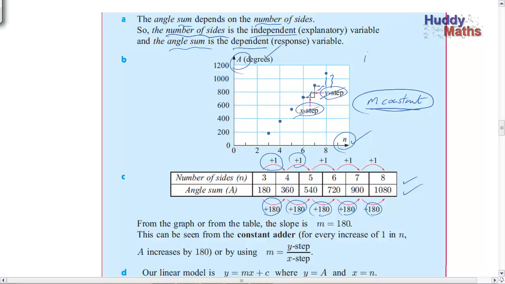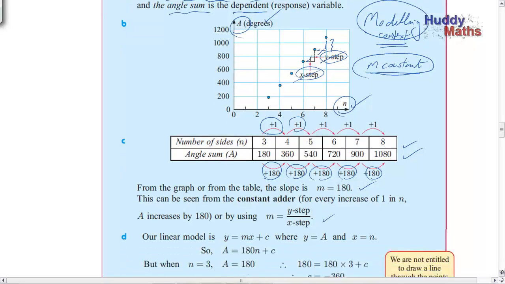So in modelling, it's important to refer to the aspects all in terms of the context, not in x and y land. That's what might come off of your calculator, and that might be the theory, but in modelling it must be in the context. So it's got to be angle sum and sides here, a and n. Talk about those things. Okay, so slope is 180, and we've just talked about that. M is the a step over the n step, so doing it like that.